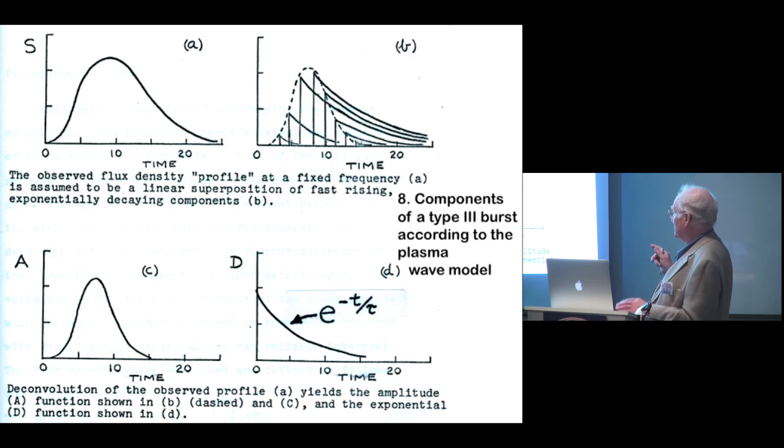electron-ion collisions, and it depends on two quantities. One is the electron density of the corona where the burst is being generated, and the other is the temperature of the corona where the burst is being generated. And so what Hartz did was look at a very large number of type 3 radio bursts, measure the time constant tau of them, and from this information, he was able to infer the temperature of the corona over a large range of distances from the sun.